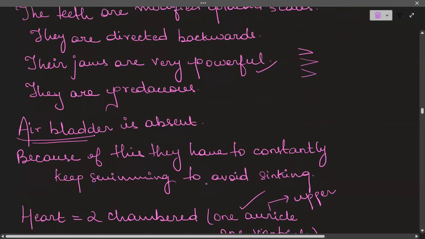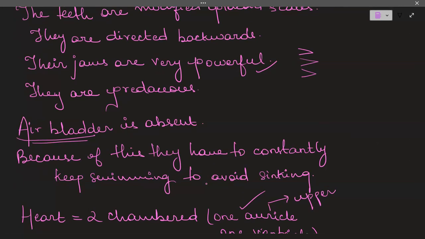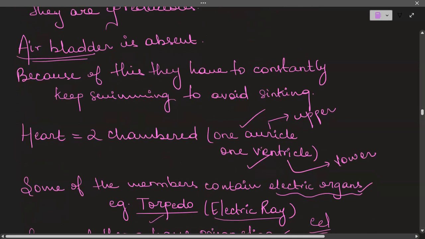Okay, they are predators. The air bladder is absent in them. And since the air bladder is not present in their body, they have to constantly keep on swimming so that they don't sink in the water. This is the reason why sharks are always swimming. Why are they swimming? Because they do not have the air bladder. And sharks are members of Chondrichthyes.